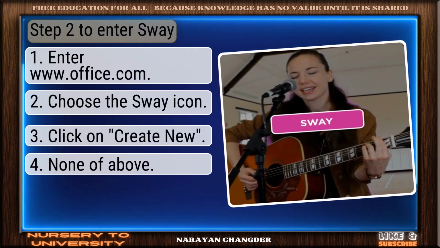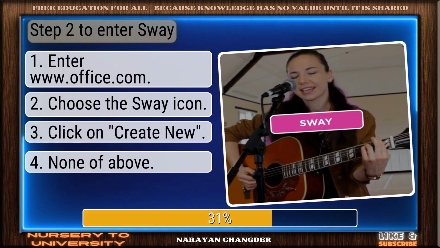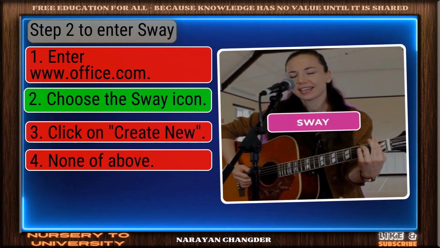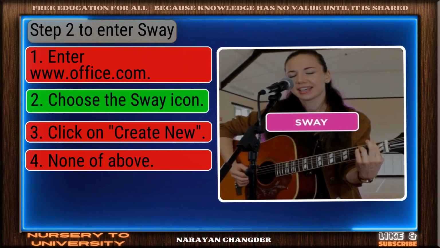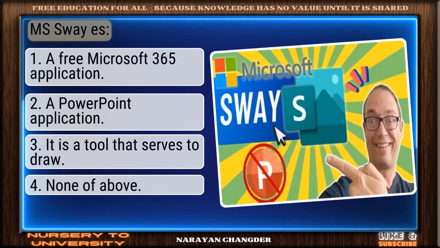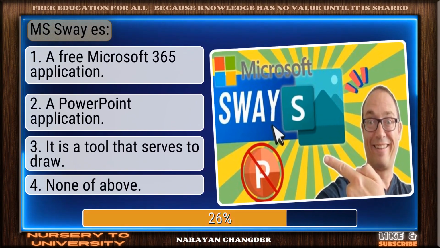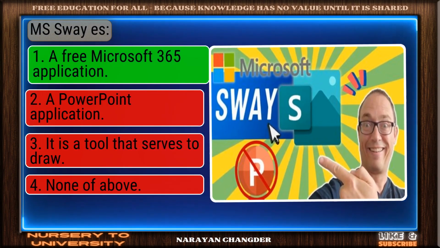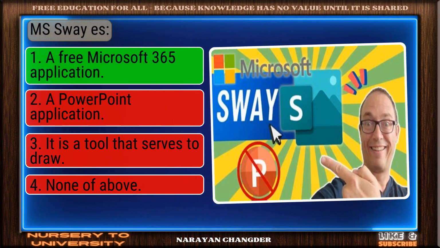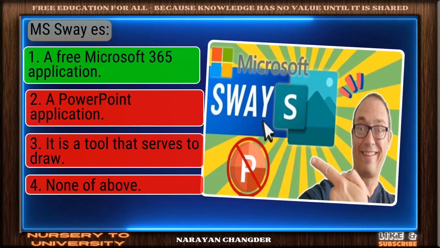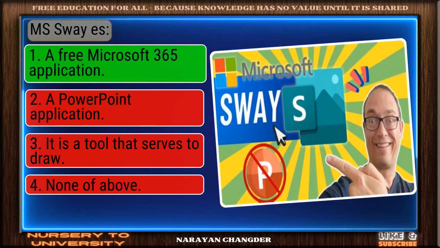Question number 79. Step 2 to enter Sway. Valid point. Choose the Sway icon is true. Question number 80. Miss Sway is. Right again. A free Microsoft 365 application is a valid answer.